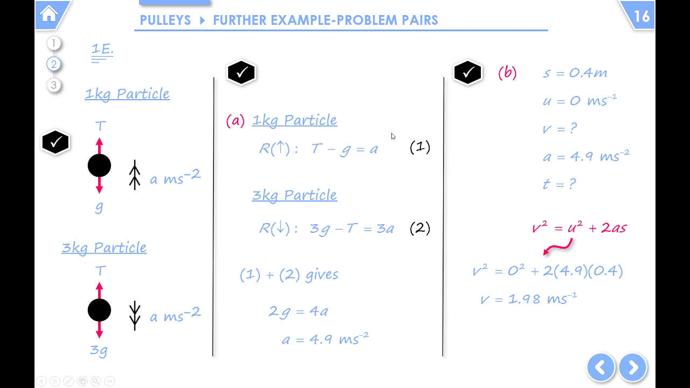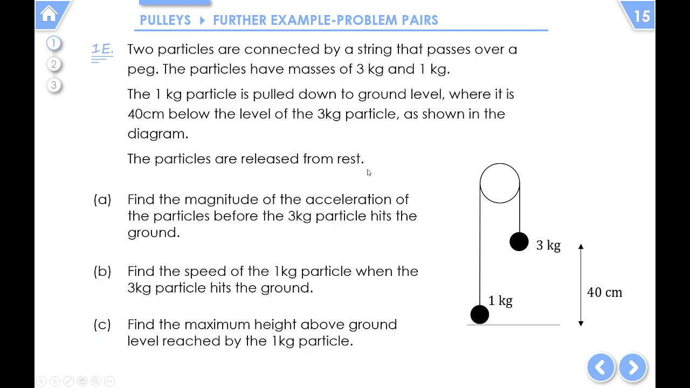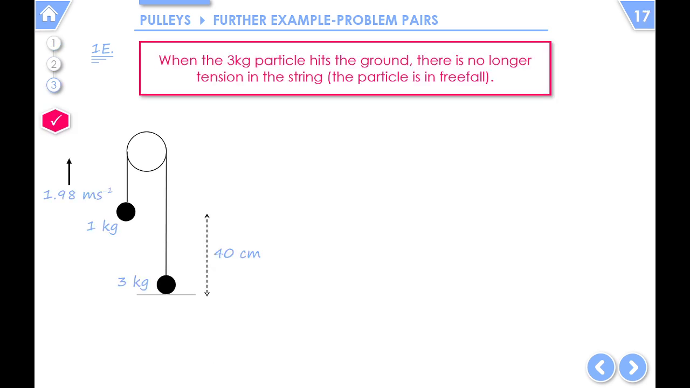Okay, let's move on and have a look at part C then. This is the part that requires a bit more thinking. So we're looking to find the maximum height above the ground reached by the 1 kilogram particle. So I've got a little bit of a diagram here which is going to illustrate the situation. We have the 1 kilogram particle now 40 centimeters above the ground, but that's not actually the highest point that it's going to reach.